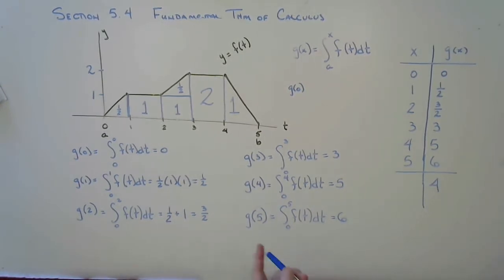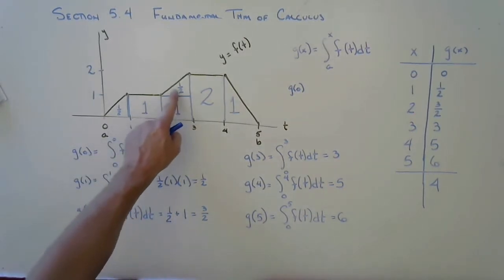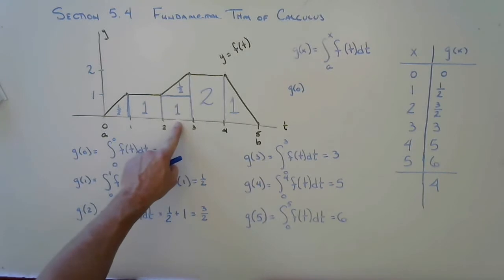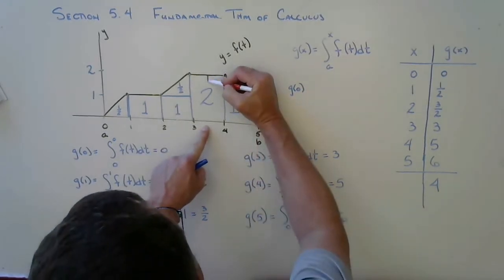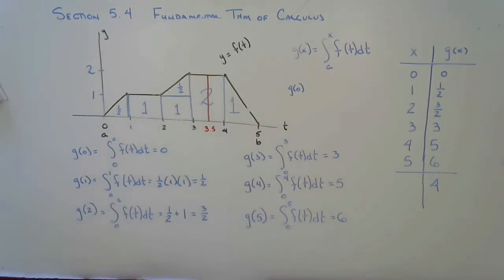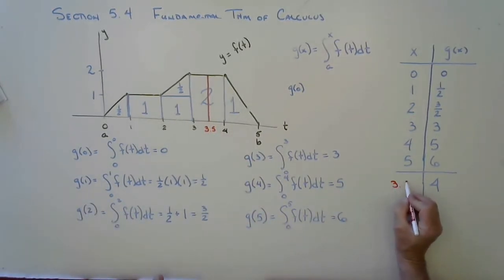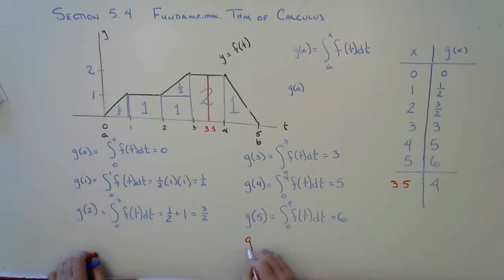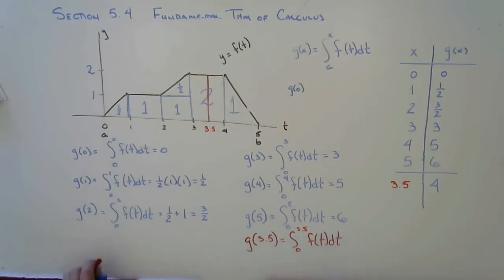And I think if you take a look at our picture, the answer is yes. This is a half, that's 1, that's 1, that's 1, that's 3, this is 2. If I would have only gone to 3.5, g of 3.5 would have equaled 4. I could have gotten there with g of 3.5. The integral from 0 to 3.5 of f of t dt.